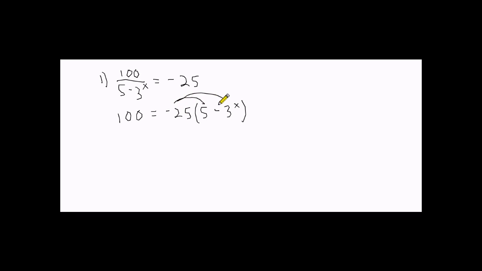Number one was 100 divided by 5 minus 3 to the x equals negative 25. Now the first thing we got to do here is get rid of the x in the denominator, so we're going to multiply everything by 5 minus 3 to the x, which essentially is just cross multiplying here. So we're going to end up with 100 equals negative 25 times 5 minus 3 to the x. Cool. Now a lot of people distributed this negative 25 like this. The problem with doing that is you cannot multiply negative 25 times 3 to the x because they don't have the same exponent. So that was a poor choice if that is what you ended up doing. So don't do that.